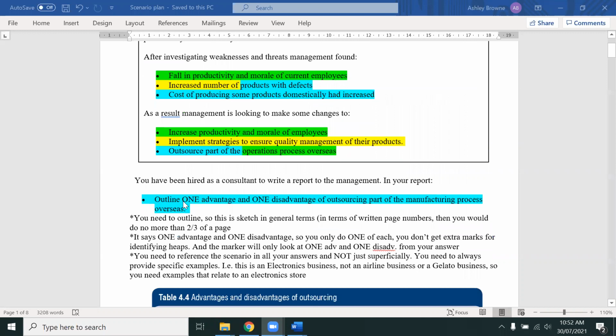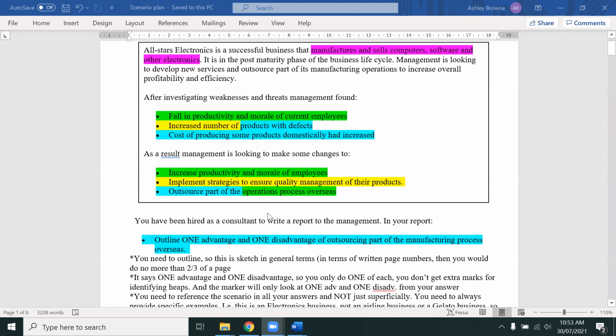All right, so the first question is outline one advantage and one disadvantage of outsourcing part of the manufacturing process overseas. So, why would they want to outsource, which is to send part of what the business could do, like manufacturing, overseas to another country to do it for them? What's the advantage of it? And also, what's the disadvantage? It's very important to get any decent marks, band 5s or band 6s, or even band 4s, to be able to reference and explain through the scenario. If you're just regurgitating the textbook, you're not going to do very well in the HSC.